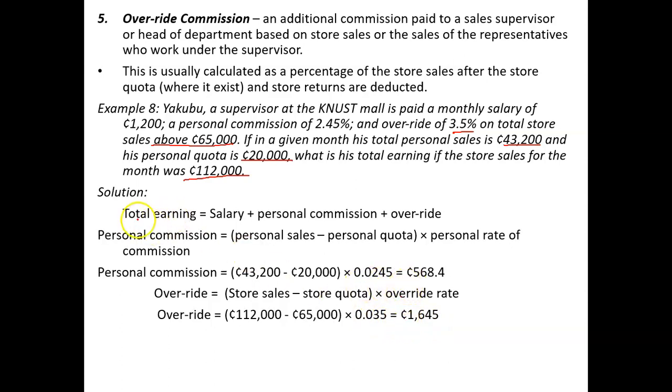So we've gotten our override, and we know the personal commission too. So we can now find the total earning, isn't it? To get the total earning, we are only going to substitute. Salary is 1,200, personal commission is 568.4 cedis, and override is 1,645 cedis. When you add everything together, you should get 3,413.40 cedis. Are you with me?